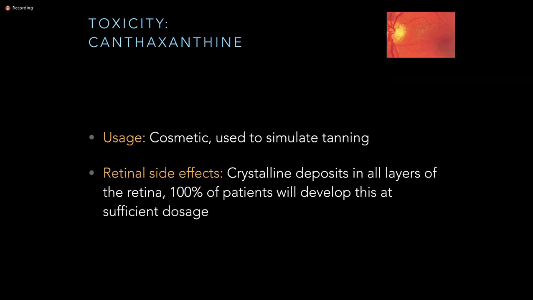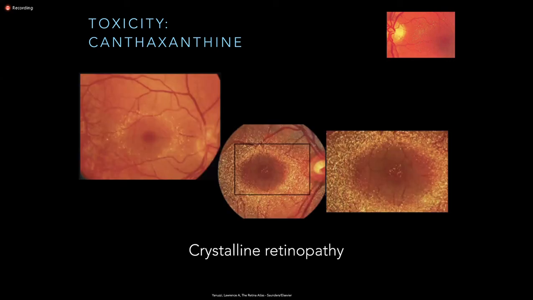Canthaxanthine is a cosmetic drug. It's used to simulate tanning, and the effects of it can involve crystalline deposits in all layers of the retina. And if used at a sufficient dose to get the desired effect, 100% of patients will develop this. I haven't seen it myself, but apparently it's commonly seen if this drug is used. And these are patients here showing a fairly pronounced and prominent crystalline retinopathy as a result of canthaxanthine use.